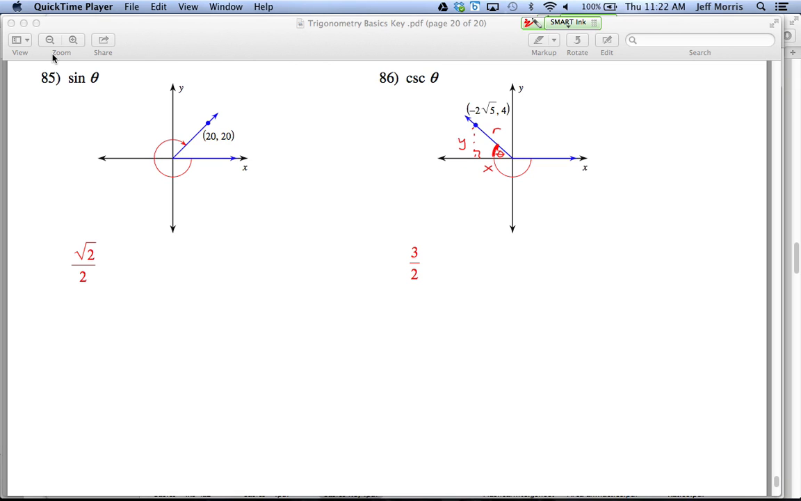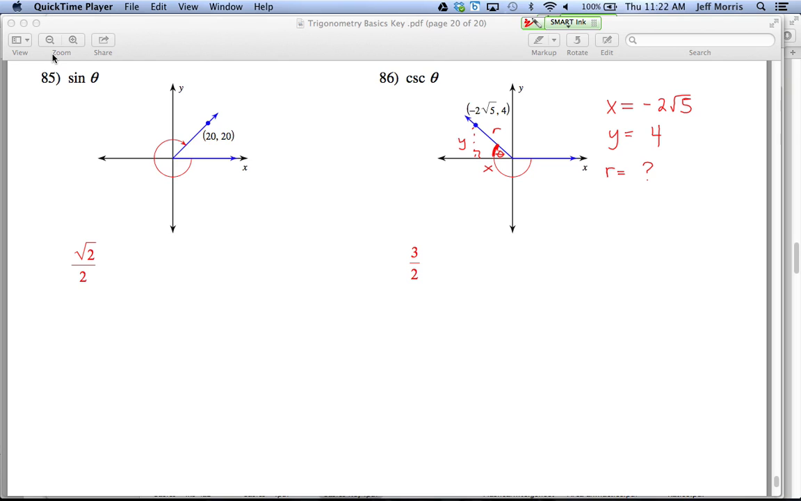Now, since I have x, y, and r, what is x happen to be for this particular angle? Happens to be negative 2 root 5. What does y happen to be? And it does matter if they're positive or negative, because that's going to tell you which quadrant it's in. What's r? Don't know. Can I find r?